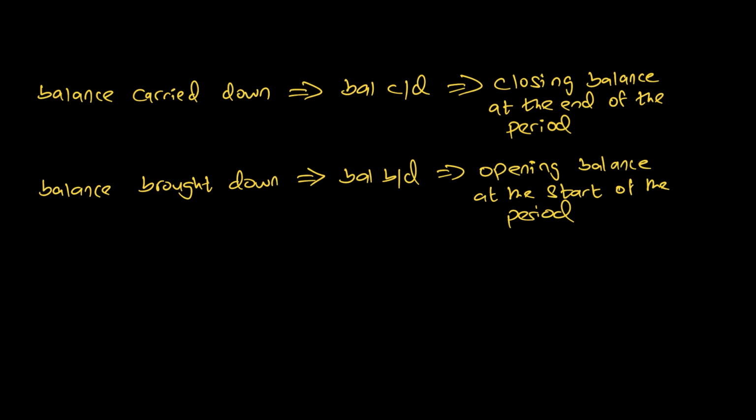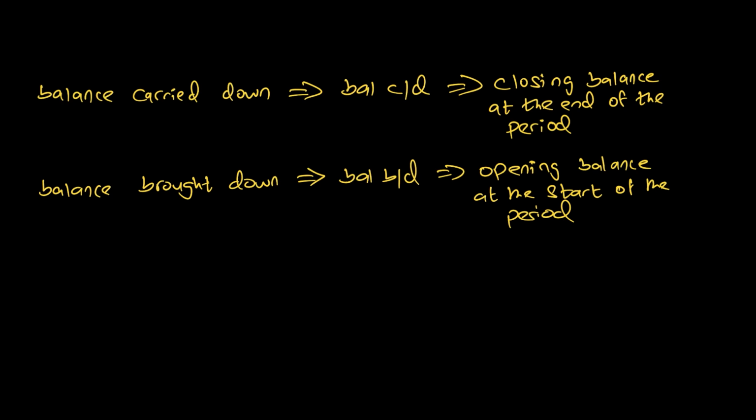So balance carried down, which we can also write down as BAL for balance, and C/D just represents carried down, whereas brought down I can show as B/D. Now balance carried down, which is C/D, will be the closing balance at the end of the period. So this figure will show the outstanding balance on the last date of that period. It can be the month or the year. Whatever financial period we are looking at, the closing balance will be balance carried down, and balance brought down will be the opening balance at the start of the period.